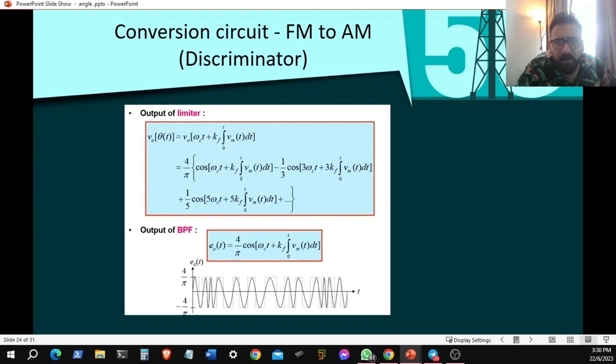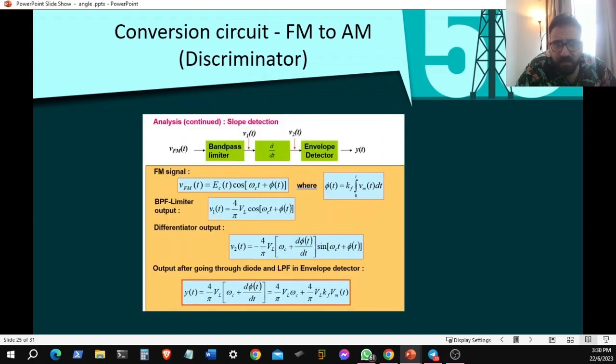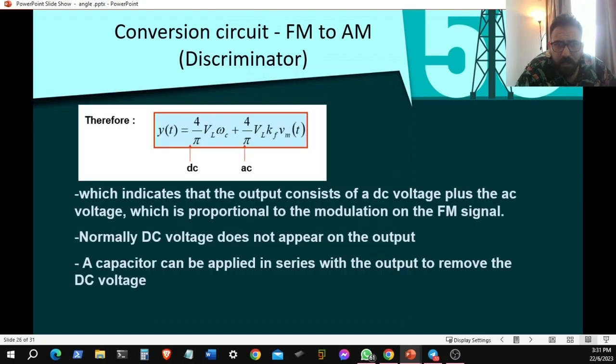and the output of the bandpass filter will be E naught t equal to 4 over pi cosine omega c t plus kf integration of vmt dt. And then we have the analysis of the slope detection as shown in the block diagram, then explained briefly in the equations, ending up with the equation that says yt equal to 4 over pi vl omega c plus 4 pi over vl kf vmt, where the first part represents the DC and the second part represents the AC, which indicates that the output consists of DC voltage plus AC voltage, which is proportional to the modulation of the FM signal.